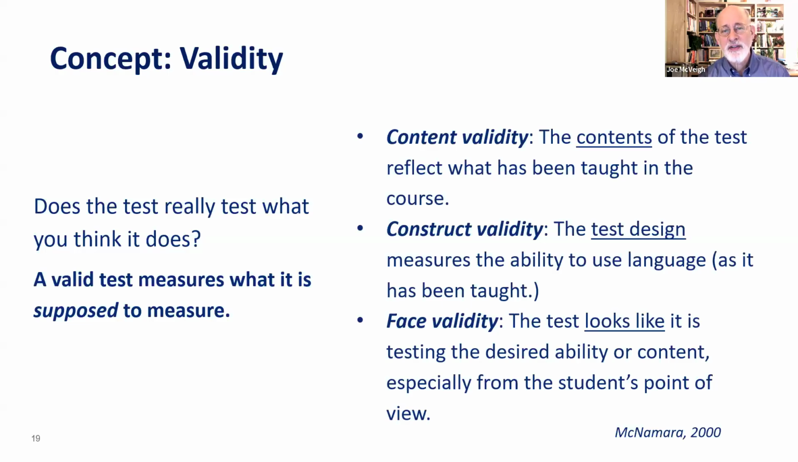First of all, content validity. The contents of the test reflect what has been taught in the course, right? It's not fair to your students to ask them to answer questions about ideas that you haven't taught them. So the content should be what has happened in the class. Secondly, construct validity. Construct validity means that the test design measures the ability to use language as it has been taught. So for example, if you're teaching a course in speaking and your test is all multiple choice or true false, students are not having to speak. So that test design probably wouldn't have construct validity.